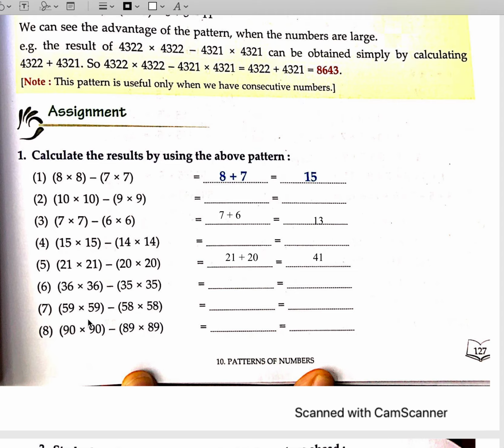So next is 59 into 59 minus 58 into 58. So here we will do the same thing, 59 plus 58. Now 59 plus 58, पहले हम ones place calculate करेंगे. So 9 plus 8 is 17. 1 carry over, so it will be 117.